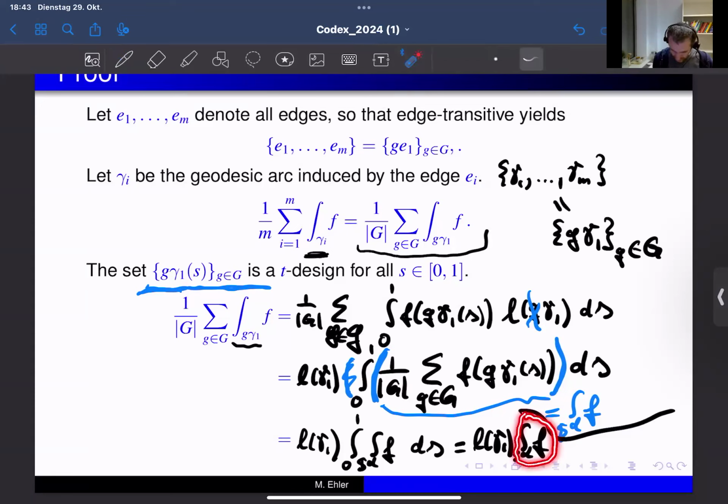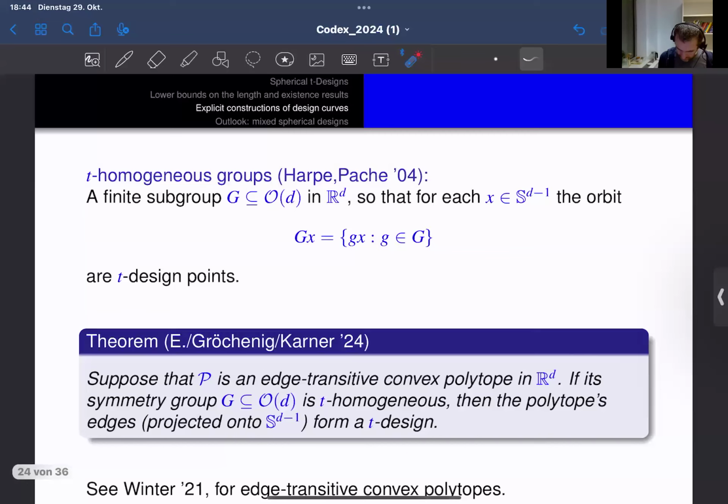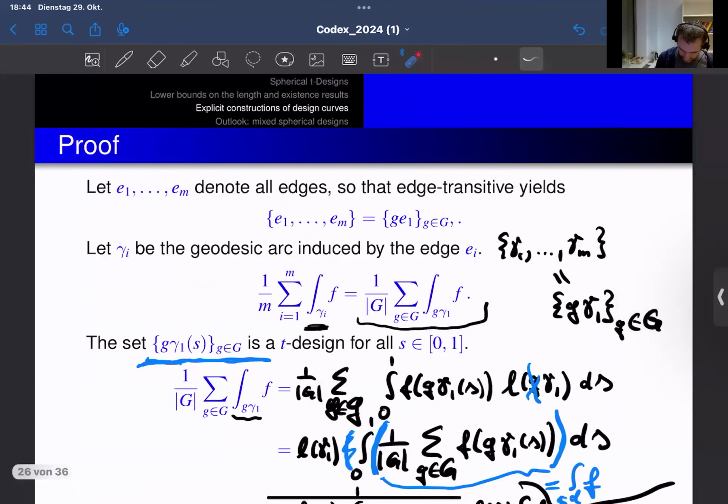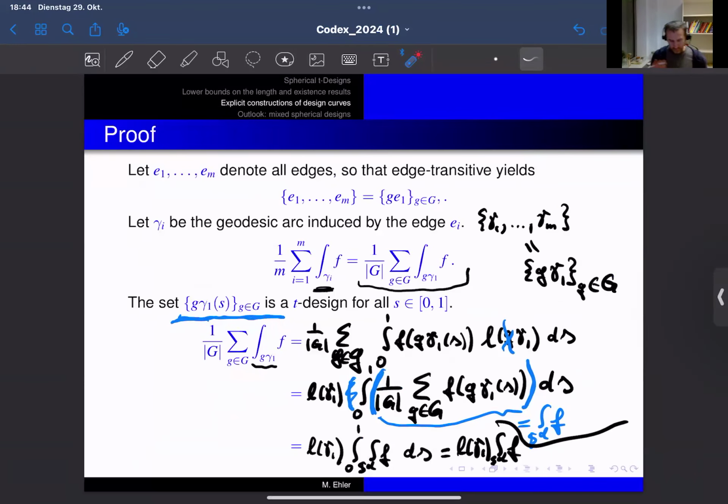This one here can be written as well if I move the length onto the other side. These are now the integrals over all the projected edges. And this is what I was claiming, that the polytope's edges altogether, if I'm integrating, form a T-design. Okay. So this works quite nicely.